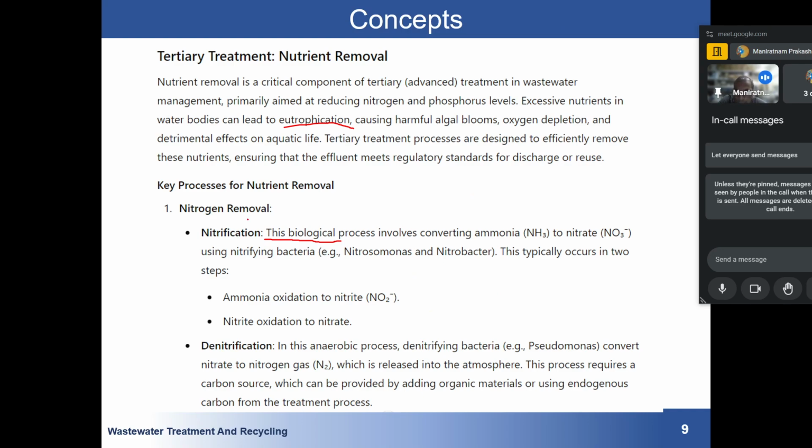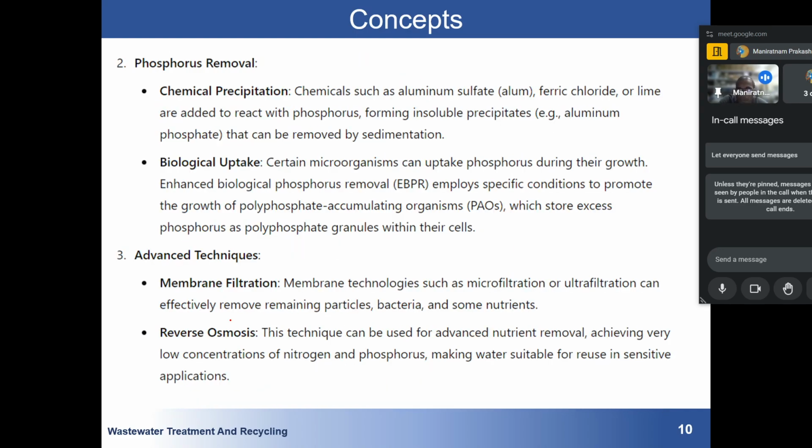So I was just discussing this tertiary treatment. Generally, in all treatment plants, this method of nitrification is followed for removal of nitrogen. Coming to phosphorus removal, phosphorus is generally removed via chemical precipitation only, because biological uptake has been observed in several treatment plants and research to be very low.